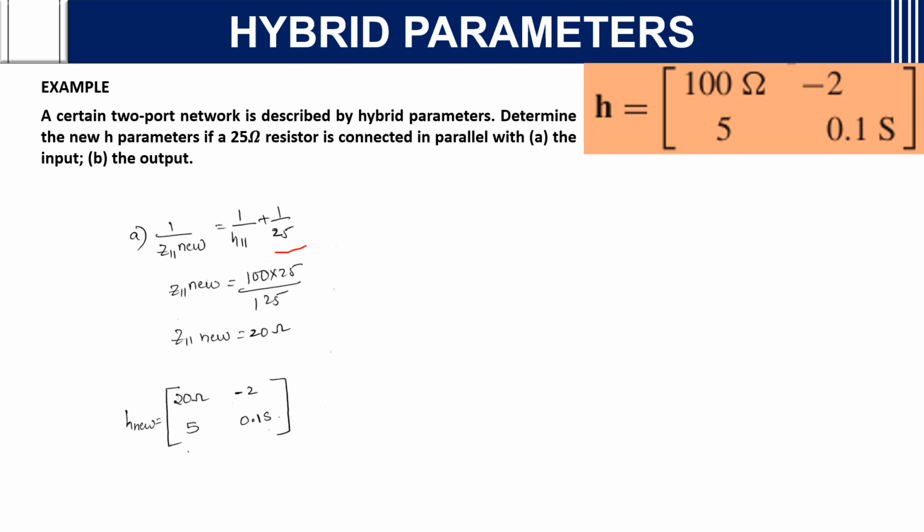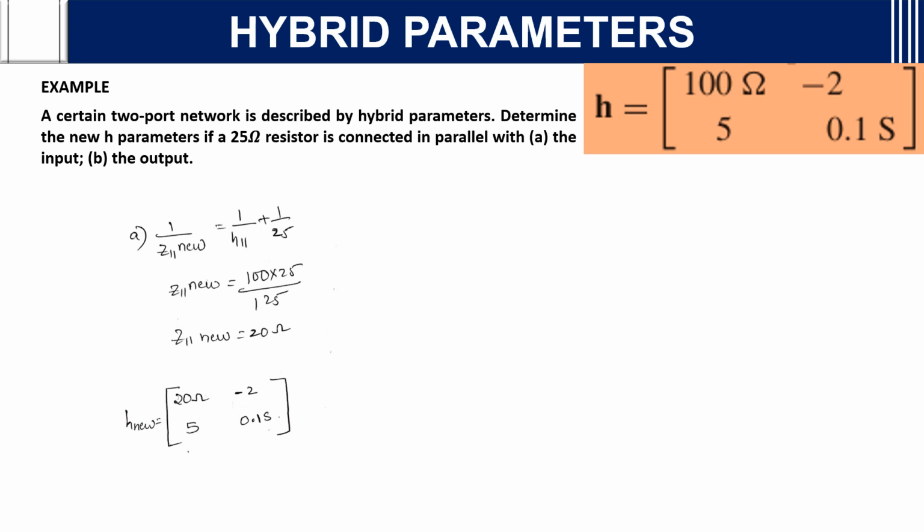They are telling the input is connected in parallel. So input is nothing but impedance, so we are considering it as Z11 new. Z11 new is equal to 100, where 100 is given as H11. So 100 into 25 by 125, we will get Z11 new as 20.